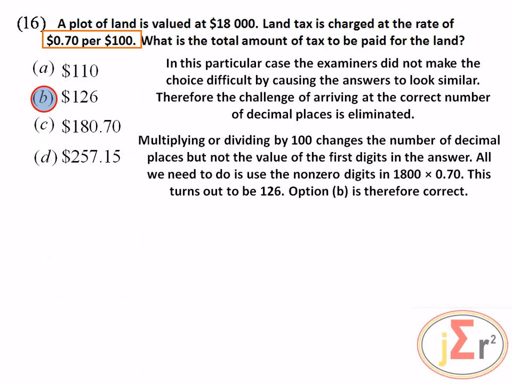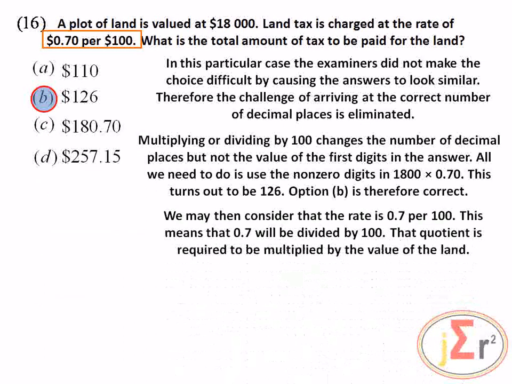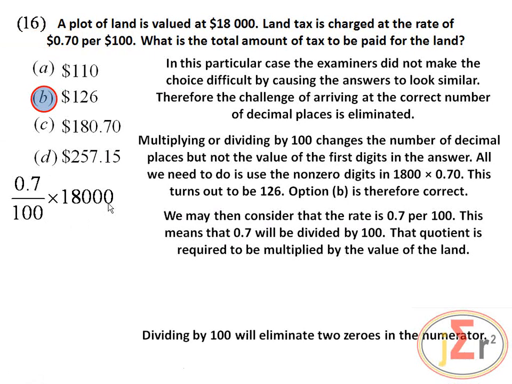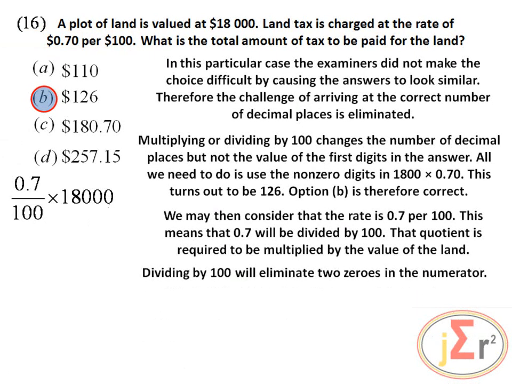It is 70 cents per $100. We may then consider that the rate is 0.7 per 100. This means that 0.7 will be divided by 100. That quotient is required to be multiplied by the value of the land. So we have the rate being multiplied by the value of the land. Dividing by 100 will eliminate 2 zeros in the numerator. So these two will eliminate these two.